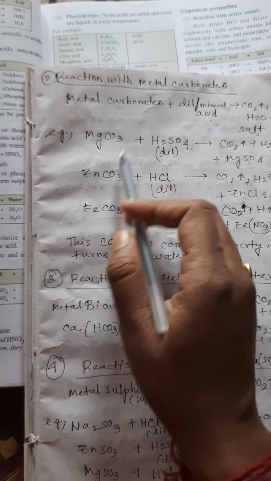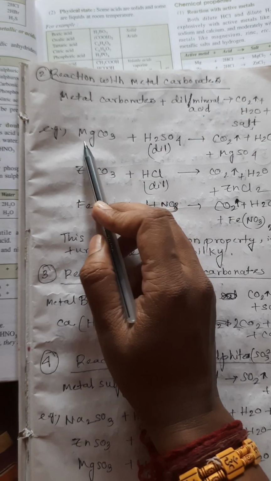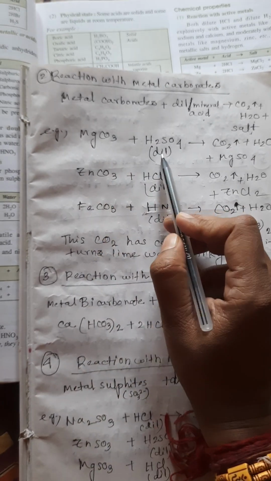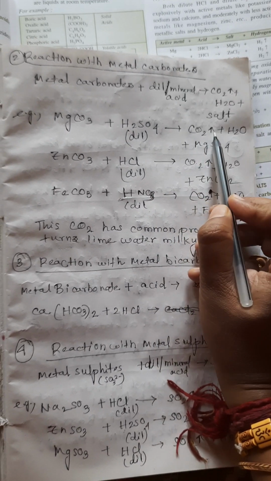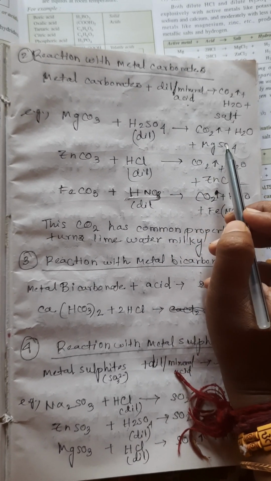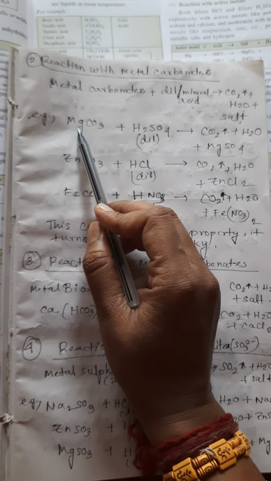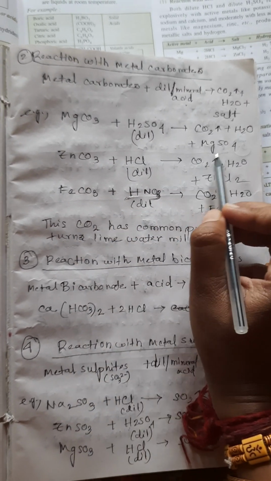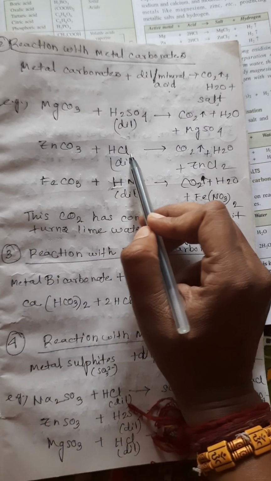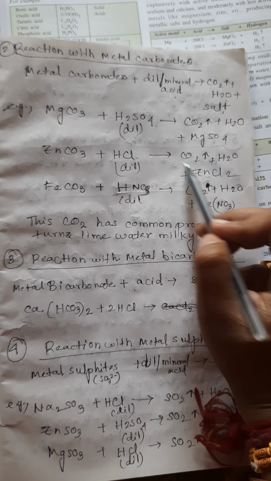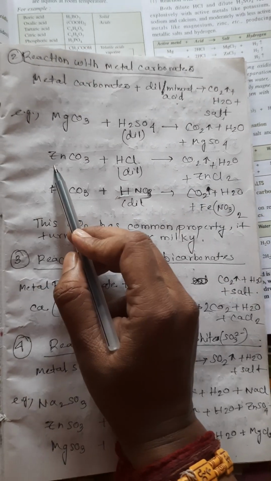Now some examples. See, magnesium carbonate, this is also a metal carbonate. When it reacts with dilute sulfuric acid, it produces carbon dioxide gas, water as well as the salt. Which salt? Here magnesium metal is present, that means magnesium sulfate. Now zinc carbonate, in presence of dilute HCl, liberates carbon dioxide gas, water and zinc chloride, because here zinc metal is present.